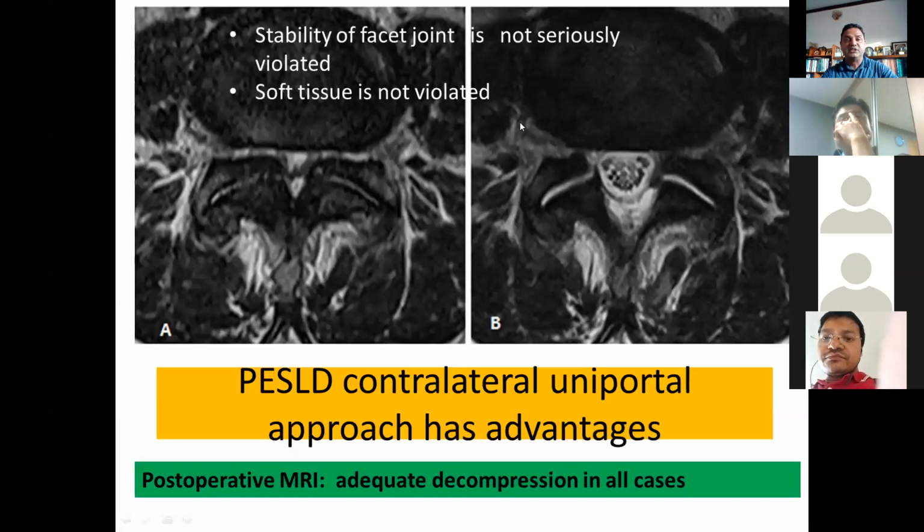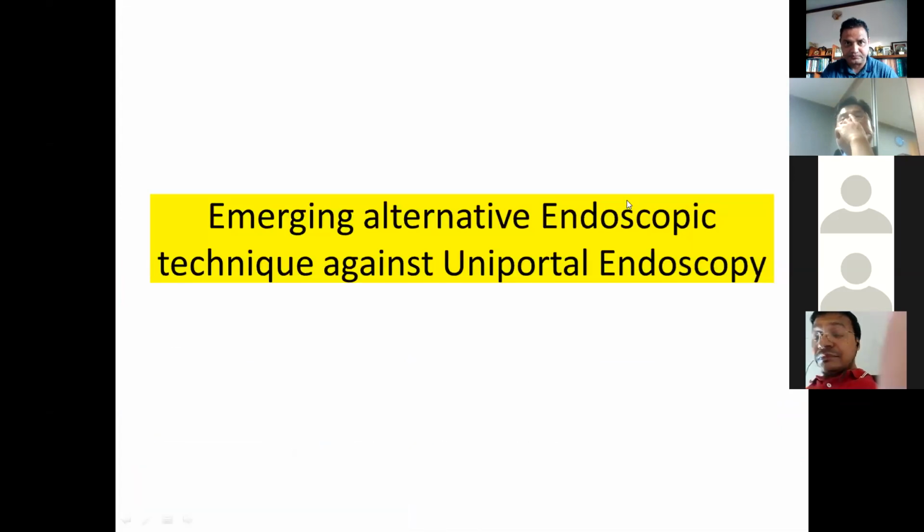This procedure does not widen the facet joint that you see here. The stenosis was widely opened and decompressed without violation of the facet joint, and the soft tissues are preserved. The post-operative MRI after this decompression shows a well decompressed stenosis.